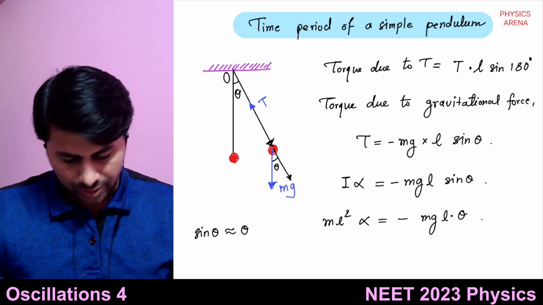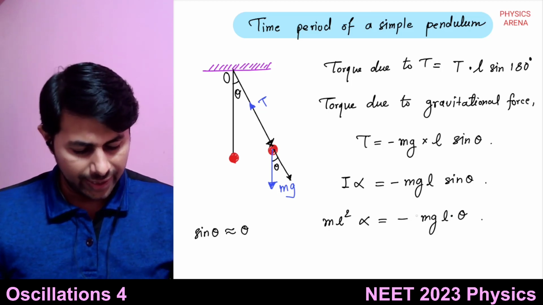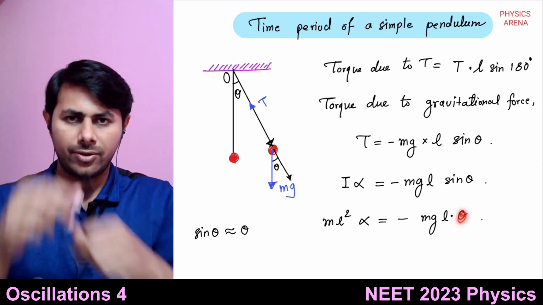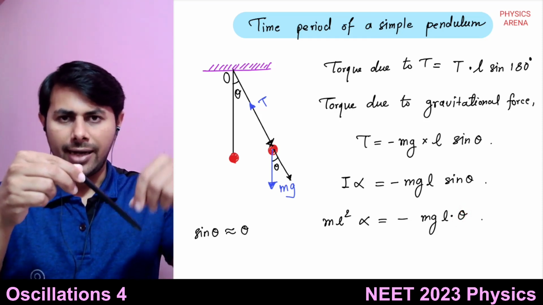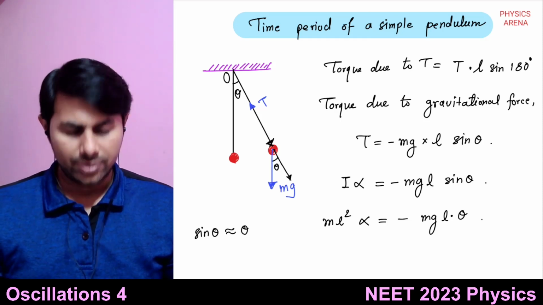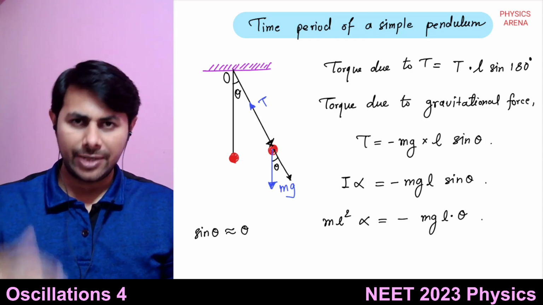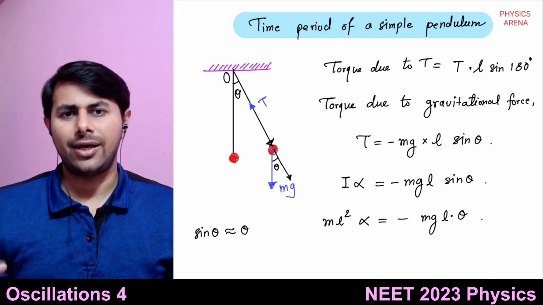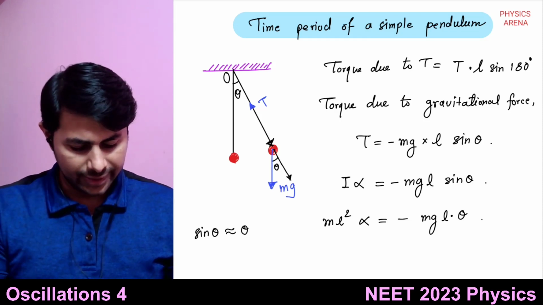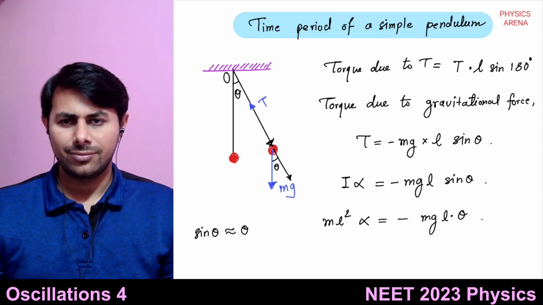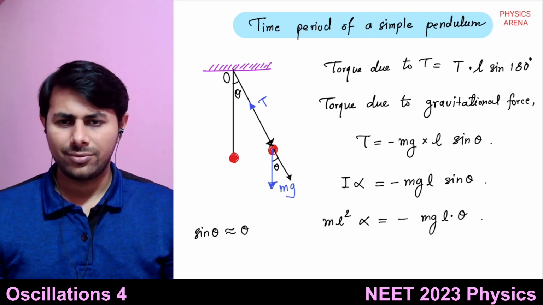Now see, why is this negative sign there? Because the angular displacement theta and the restoring torque are in opposite direction. That's why we have put this negative sign. Got it? Yes, no?